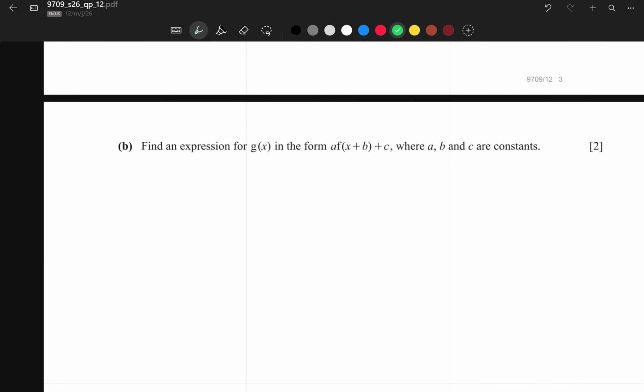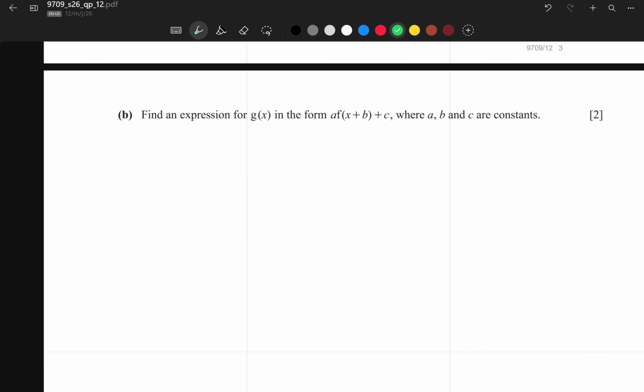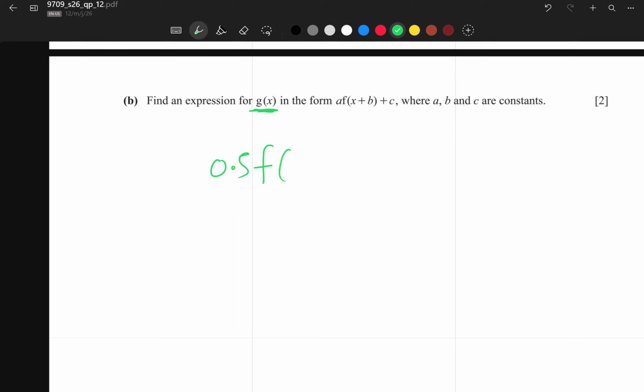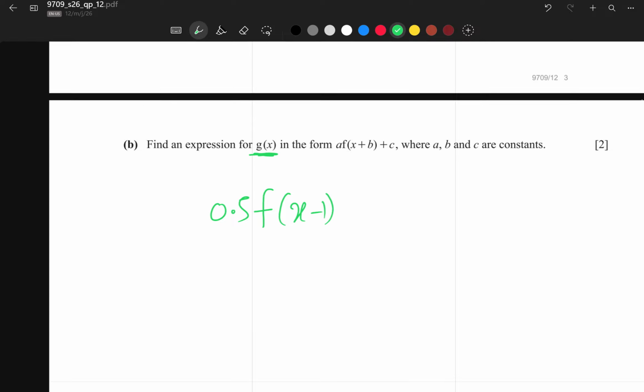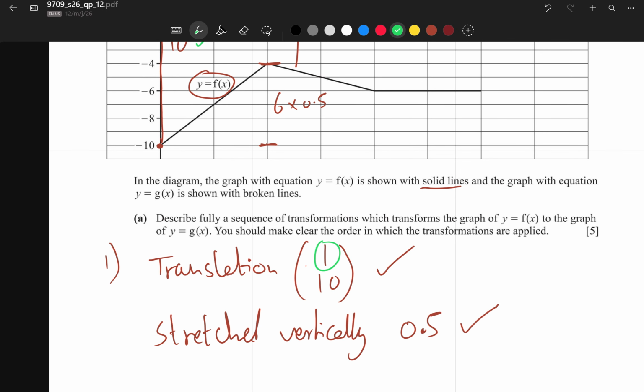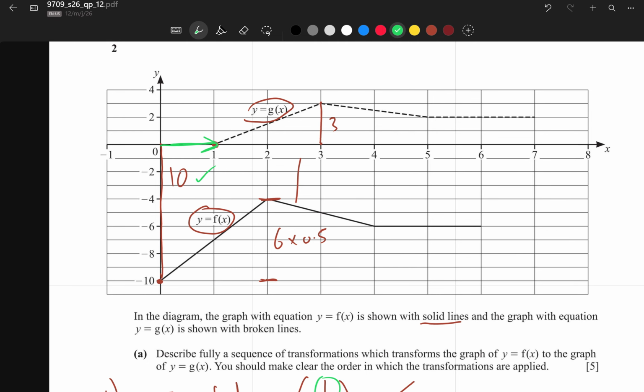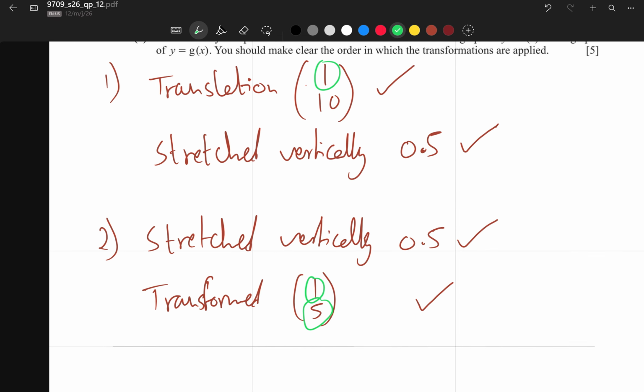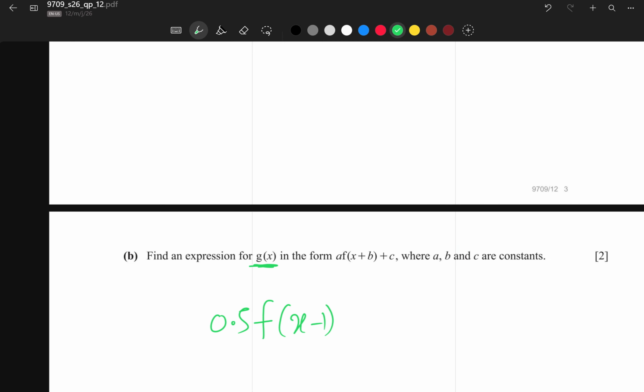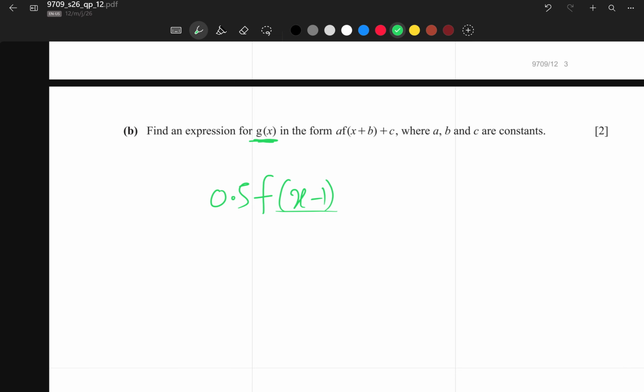Moving on to the B part. Find an expression for g of x in the form a f of x plus b plus c, where a, b and c are constants. Now you can see that g of x is actually the transformed graph of f of x. So 0.5 is being multiplied with the f of x, and in the x direction we minus 1 because the graph shifted towards the right by 1 unit. So we minus 1 in the x direction to convey that the graph has shifted towards the right 1 unit.